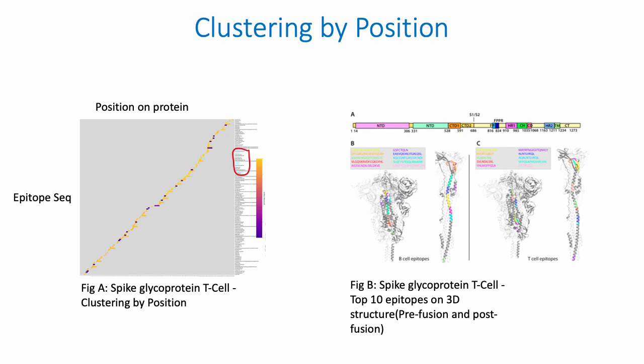We also cluster epitopes by position. In figure A, we indicate the epitope position across the protein, and we also mark the top 10 epitopes. In figure B, we show the top 10 epitopes on the 3D structure of the protein. Again, there are two subfigures in panels B and C, one indicating the pre-fusion state and the second one indicating the post-fusion state.